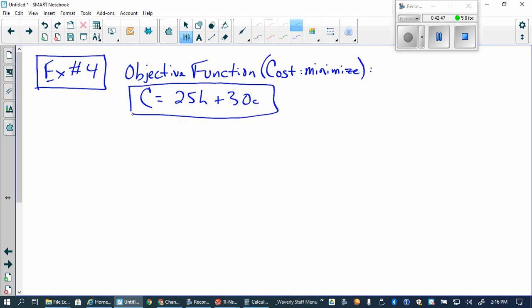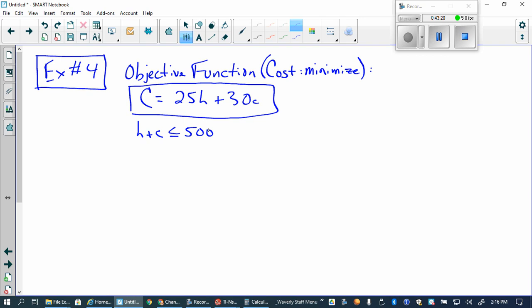That's what they didn't give us in example 1. But now we have some constraints. What's the first constraint? No more than 500 between the two of them, total together. What would that look like as an inequality? H plus C less than or equal to 500.